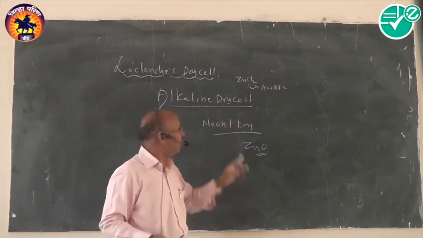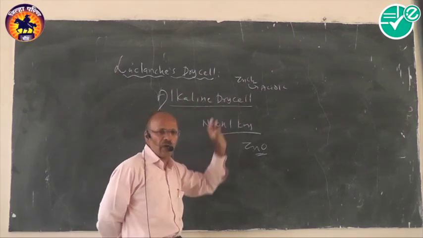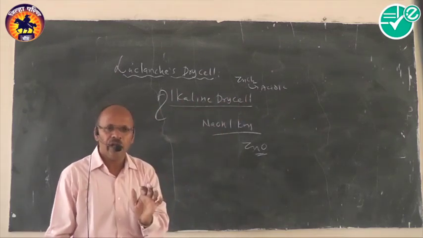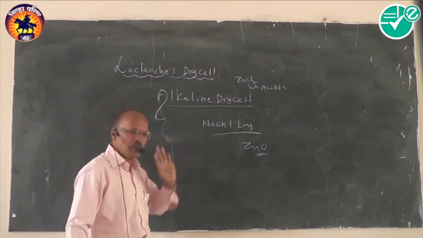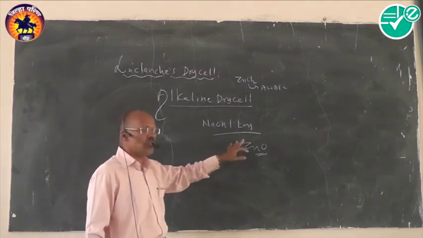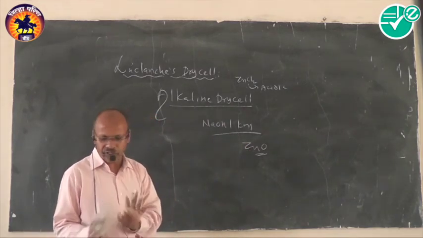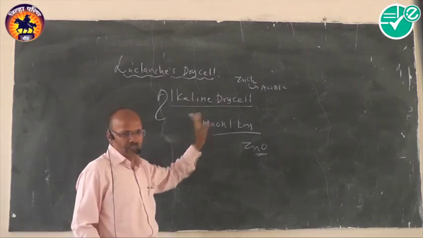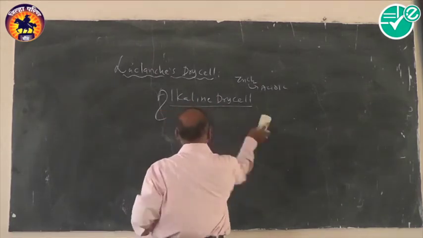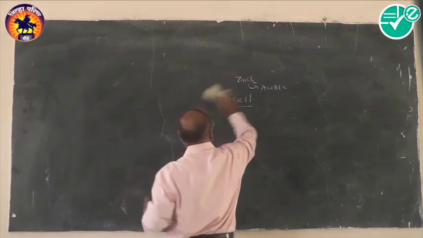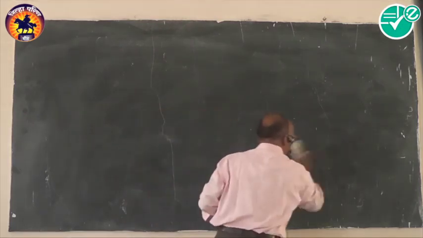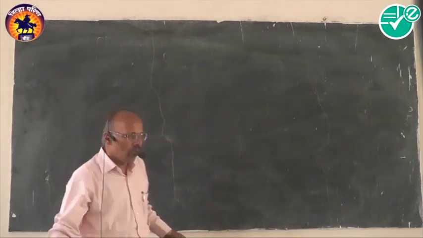By maintaining alkaline medium we can just avoid its corrosion, and hence its lifespan can be increased. It will just give better results. In that sense, remember the alkaline dry cell. Okay. Now here after this one, let us consider the next and very valuable unit, that is the lead storage battery.